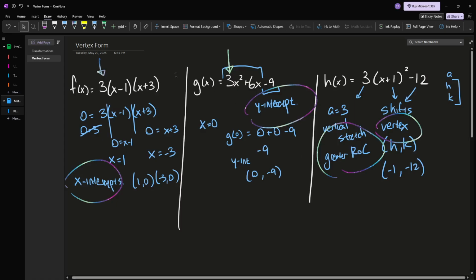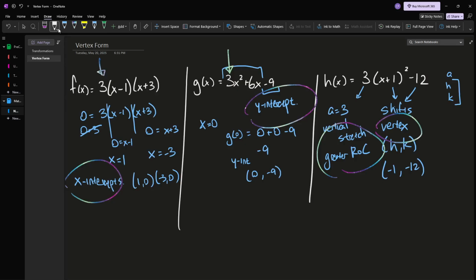But let's now prove that they are equal. So the hardest one, h of x, seems a bit weird. We know how to factor a quadratic out to get f of x. We know how to FOIL and get it back to standard form. But h of x is a bit confusing. So let's use h of x, and let's solve it out.